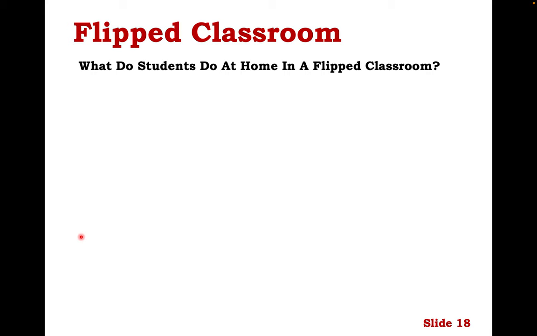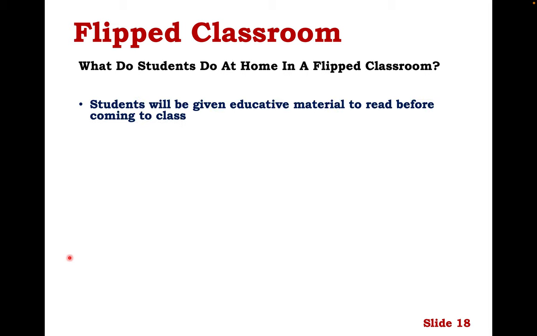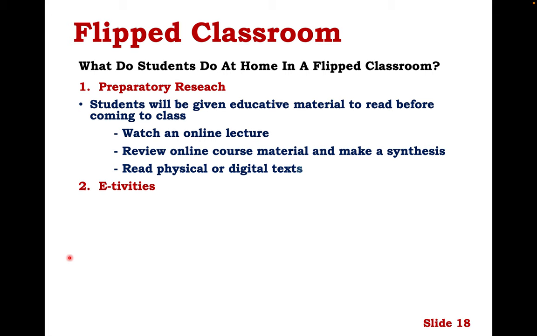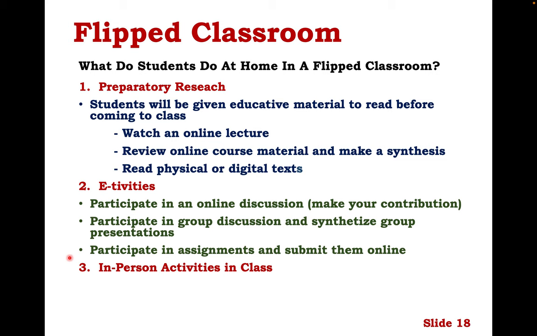So what are the students going to do in the flipped classroom? One, you'll be given education materials to read before you come to class, and that is preparatory research. You'll be watching the lecture online. You'll be reviewing course materials and making synthesis. You'll be reading physical texts or digital texts. So all of that is online or within your discussion groups. Then you'll have ETVTs, which you'll be able to use as self-assessments to know whether you've learnt. These ETVTs might include participating in an online discussion, make a contribution, participating in a group discussion, synthesizing group presentations, or participating in assignments and submitting these assignments online.